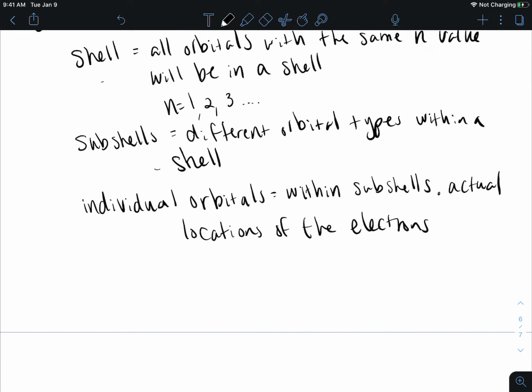Okay, and each orbital can hold a maximum of 2 electrons.